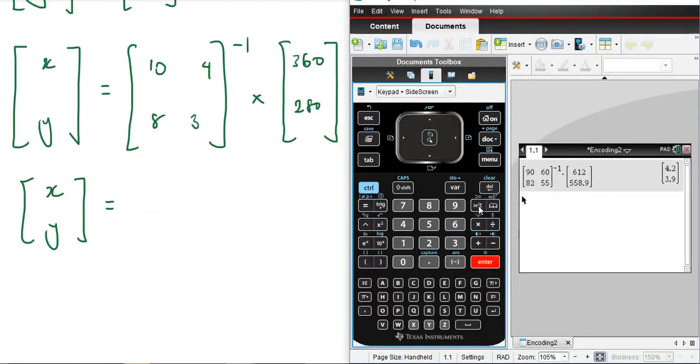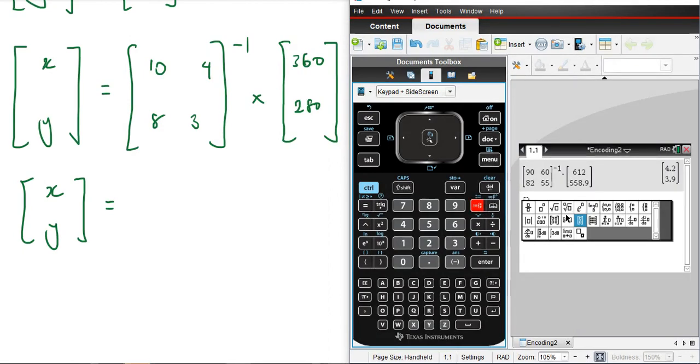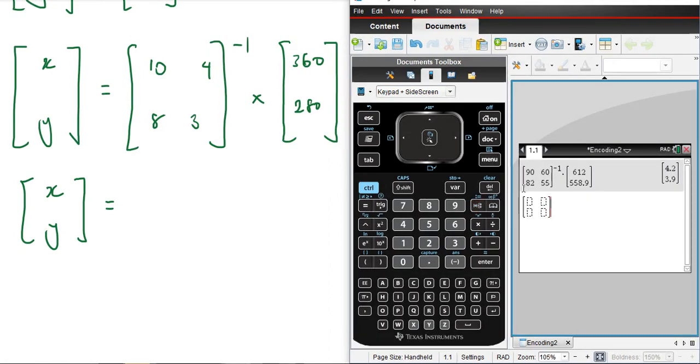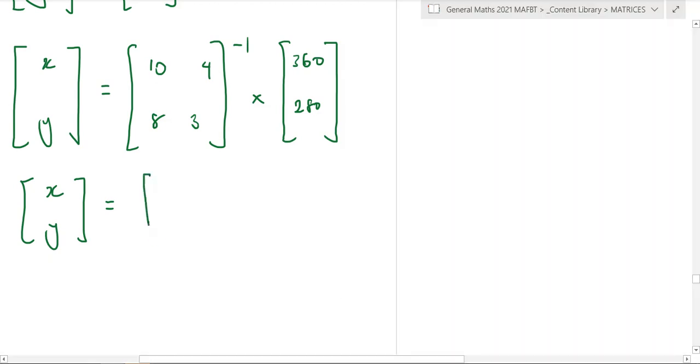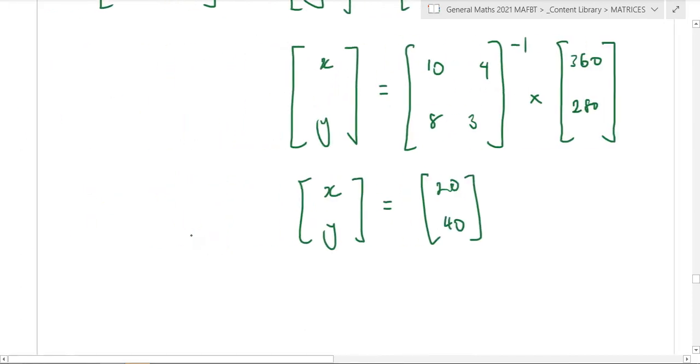Okay, let's put it in a calculator and find the time for each desk and bookcase, or bookcase and desk. So yep. Okay, so you've got 10, 4, 8, 3 to the power of -1. Okay, put the cursor to the right, times this one here, 360, 280, multiply them together. So there's the time for each, so 20 and 40. 20, 40.